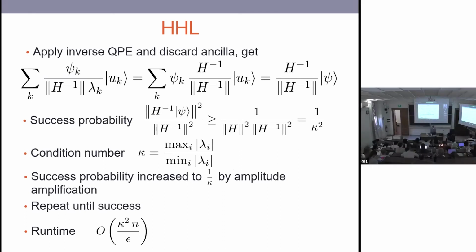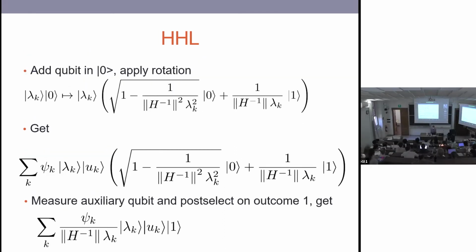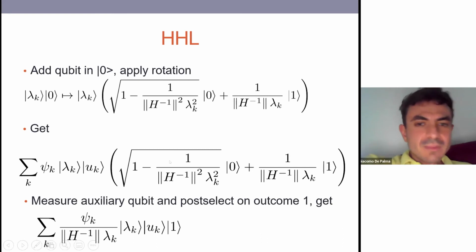Sorry, Giacomo. Maybe you can say what you mean by post-select. Maybe not everybody is familiar with that. Okay, sure. So post-selecting means that we discard all the runs where we get outcome 0, and we continue only if the outcome is 1.